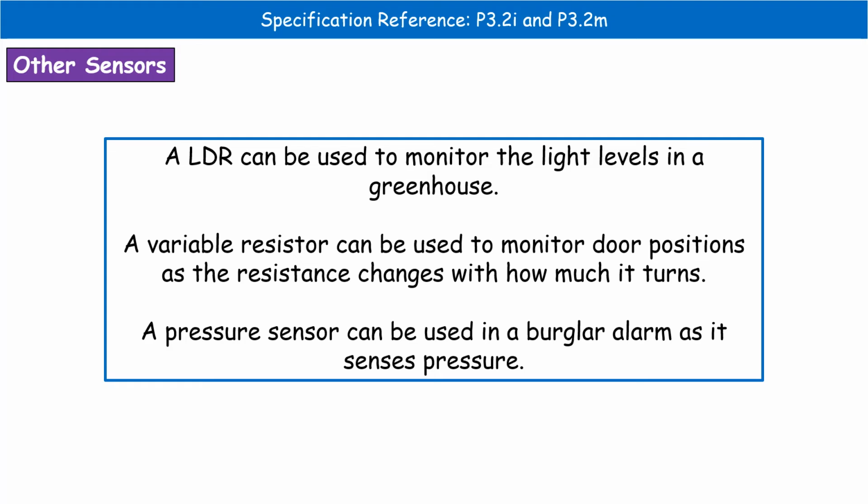actually drop. We could use a variable resistor to monitor the positions of a door because it will monitor the resistance as the door moves, so it's turning, therefore it's going to be changing the resistance. We could use a pressure sensor in things like burglar alarms, so that when someone steps on a particular pressure plate, it will then sound that alarm.